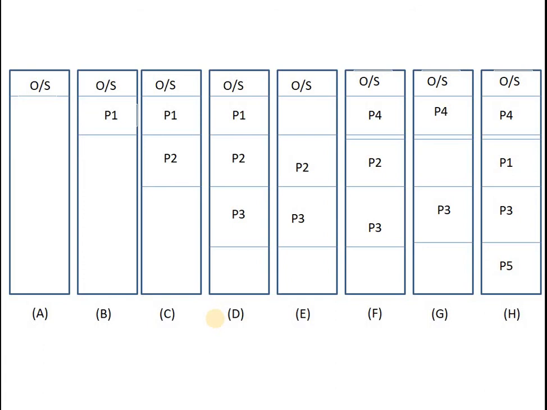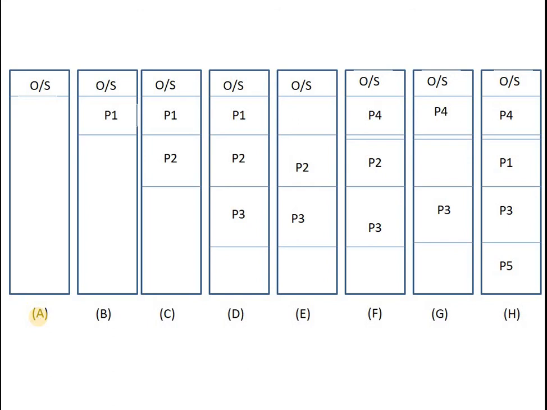Here there are 8 figures that show the dynamic partitioning. Initially, when the system is started, only the partition of the operating system is created, which is equal to its size. It is shown in this figure. Initially, when we start our operating system or machine, only one partition is there, that is the operating system, denoted in this image as A.